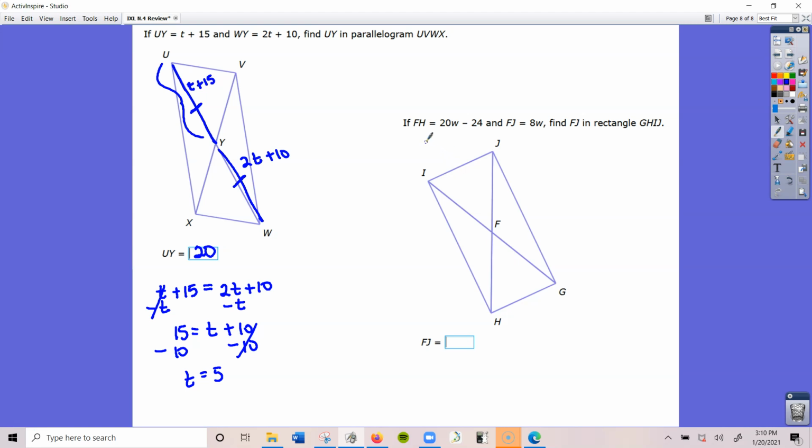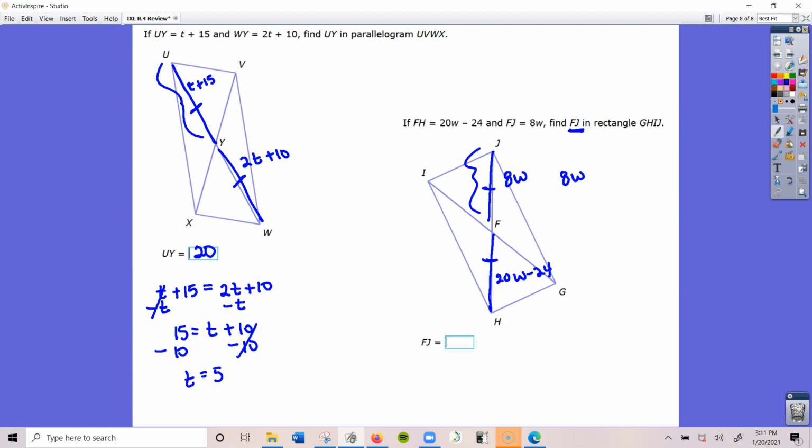Last one, we have FH. So this part here is 20w minus 24, and FJ is 8w. And we want to find FJ, so we want to find the entire thing here. So you have to solve for w first. This is equal to this.